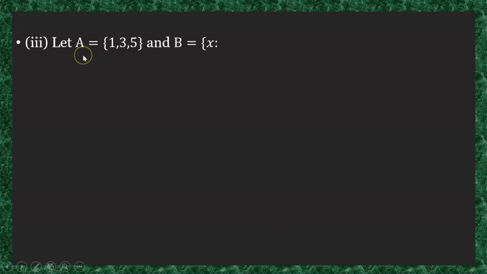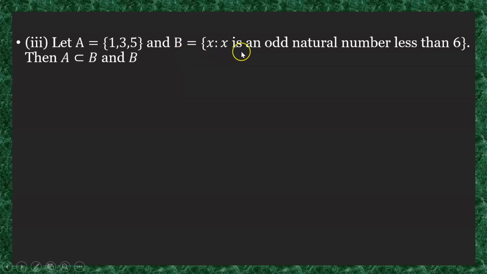Let A equal {1, 3, 5} and B equal {x such that x is an odd natural number less than 6}. Then A is a subset of B and B is also a subset of A. What is that here? First A: 1, 3, 5. These are the odd numbers. And what about the next? B: x such that x is an odd natural number less than 6. Then what are the odd natural numbers? That is 1, 3, 5. It means that A is a subset of B, B is a subset of A, and hence A equals B.